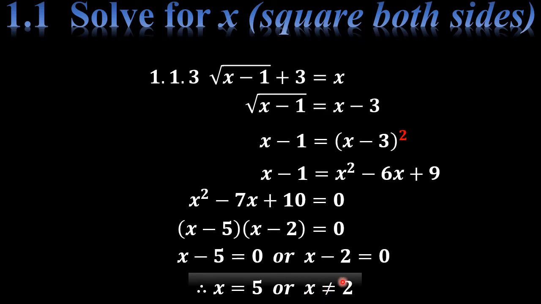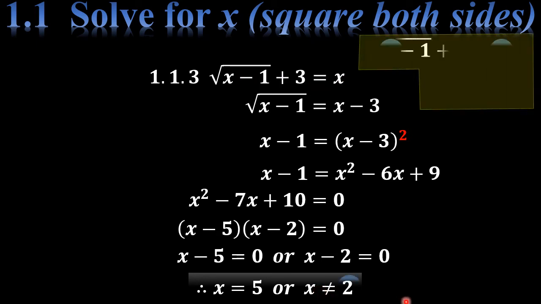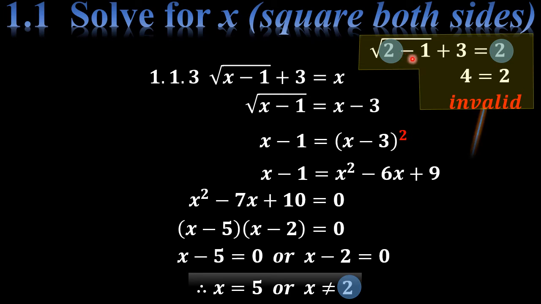Why are we saying that x is not equal to 2? Because after finding the roots, what you are supposed to do is take these values of x and substitute them back into the original equation. We will start with x equals 2. When x is equal to 2, where you see x, you put a 2. 2 minus 1 is 1. Square root of 1 is 1. 1 plus 3 gives you 4. And then 4 is equal to 2, this is not valid. It's invalid. Therefore, when x is equal to 2, the equation is invalid, and if it is invalid, x cannot be equal to 2. Hence, that is why we have x is not equal to 2.